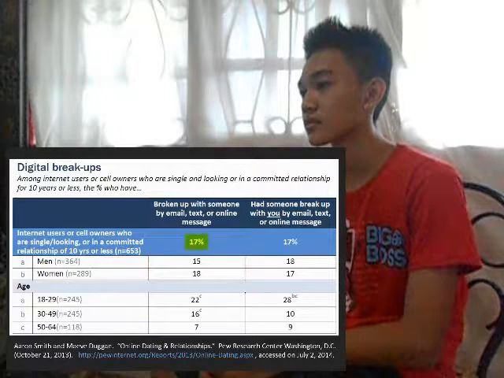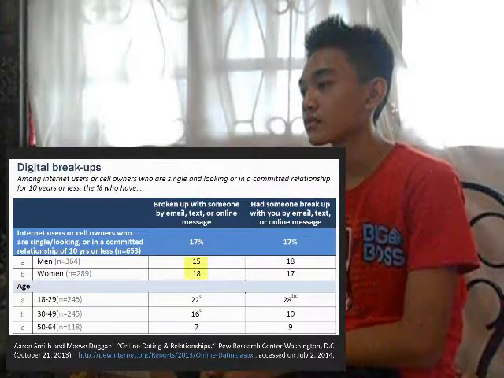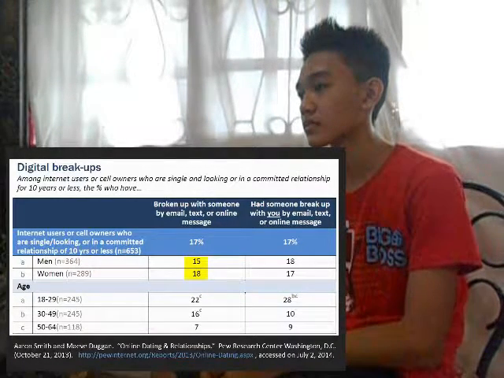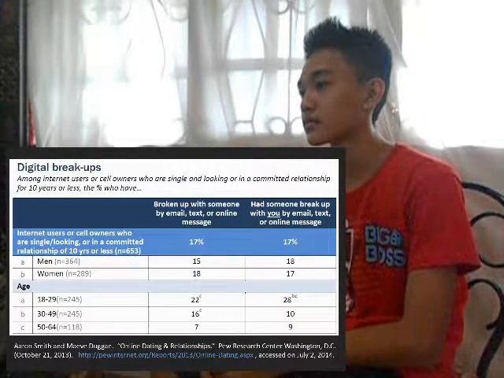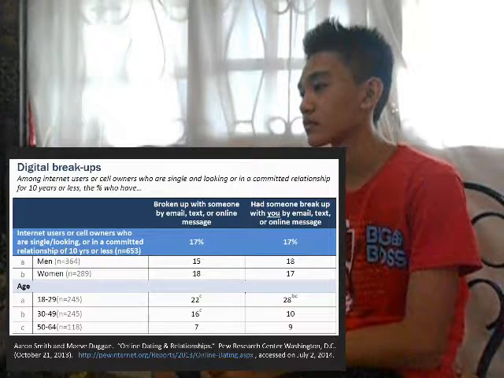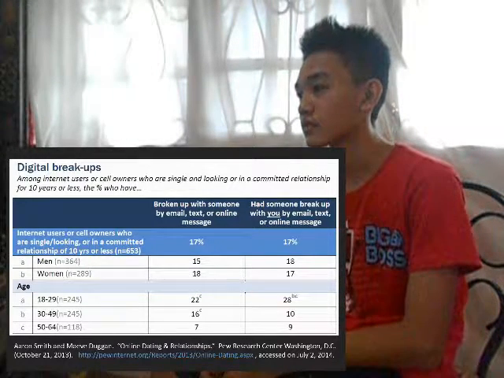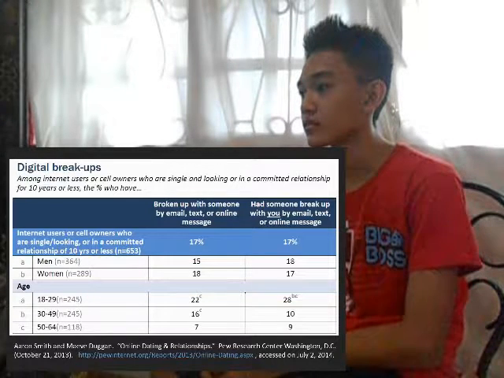Overall, that percentage was 17%, but broken down by gender, we can see that 15% of men and 18% of women had initiated a digital breakup. Take a moment to look at the other parts of this table. So what does all of this mean? That's where inferential statistics comes in.